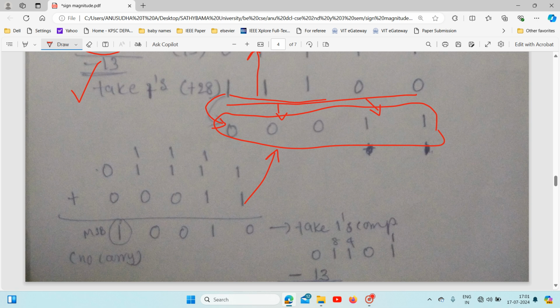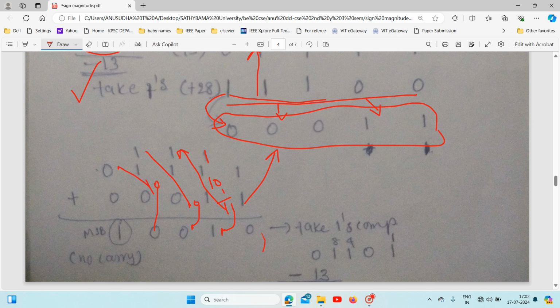1 plus 1, the result is 0, carry 1. 1 plus 1, the result is 1, 0. 1, 0 added with 1, you will get 1, 1. You keep this one here, and this one is a carry bit. Again 1 plus 1, the result is 1, 0. You keep this as a result, and this one is a carry bit. So 1 plus 1, the result is 1, 0. You keep this result and take this one as a carry bit.